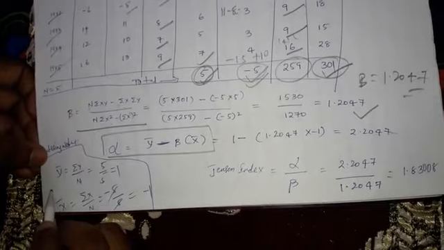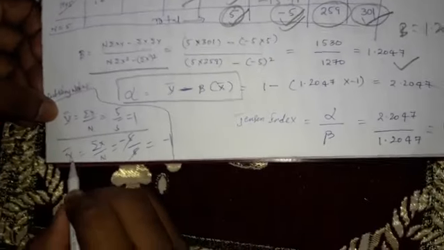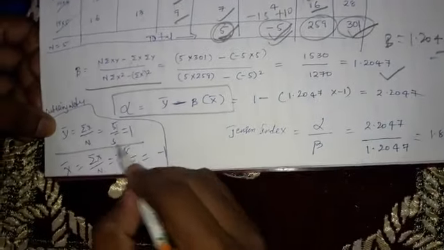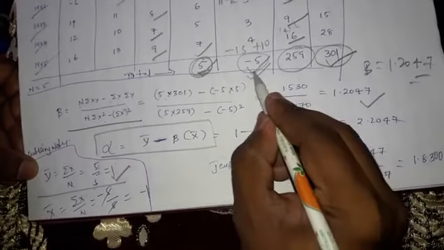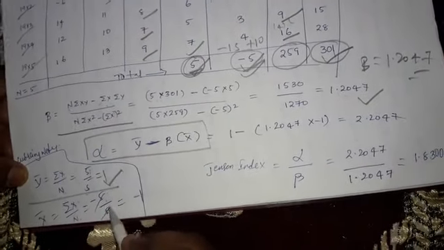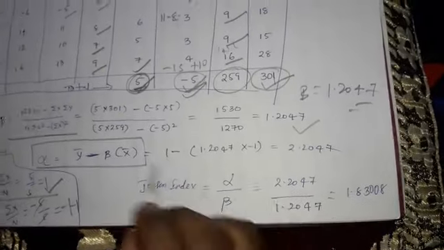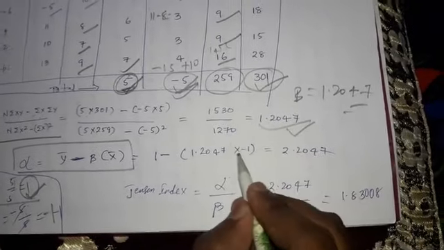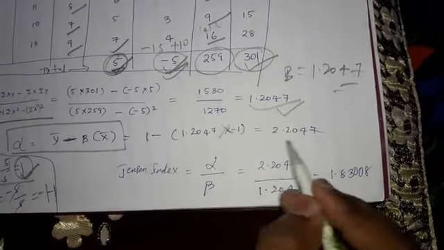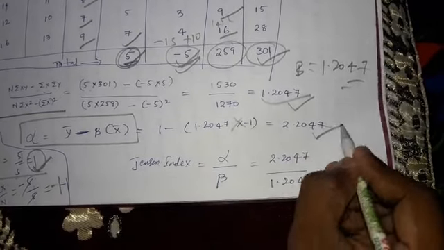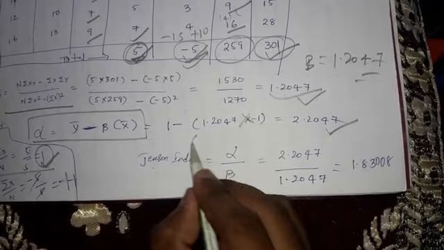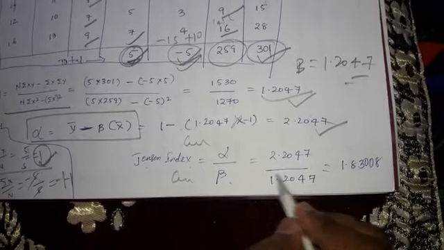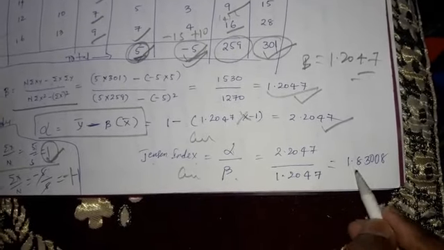Now, based on the beta value and y bar and x bar, we need to determine the value of alpha. Firstly, y bar equals summation y by n, x bar equals summation x by n. Summation y value is 5, n is 5, 5 by 5 we get 1. Summation x is minus 5, n is 5, minus 5 by 5 we get minus 1, right? So alpha equals y bar, 1, minus beta value 1.2047 into x bar minus 1, we get 2.2047. So here Jensen's index is coefficient of alpha divided by coefficient of beta, that is 2.2047 divided by 1.2047.